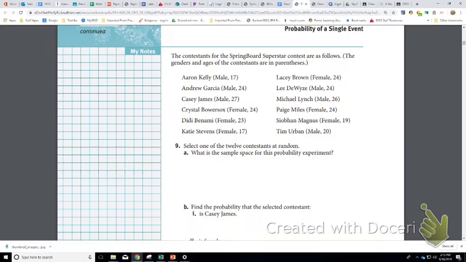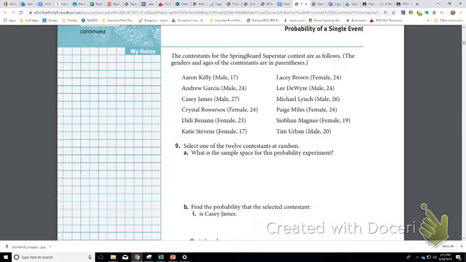So, before you get started, let's look at 9A. What is the sample space for this? What would you put for sample space on this one? The ages? 12. If you used 12, are you going to be able to answer the probability of Casey? No. What would your sample space have to look like to answer this one?